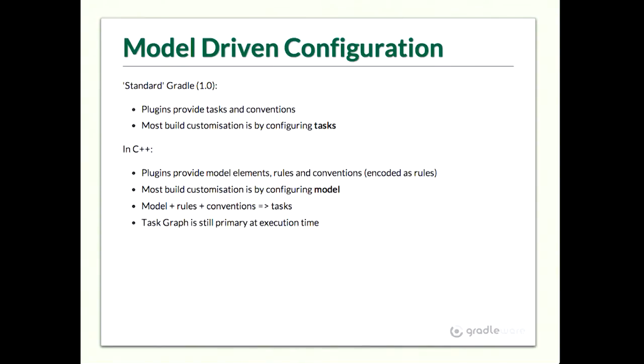So you can see here that the model, plus some rules and some conventions, is taken by Gradle to make a task graph in order to execute. But the task graph is still the thing that we execute. That's all still what happens at configuration time. And then when we actually execute, we still have tasks. We still have the same sort of model that runs in the Gradle that you know and love.